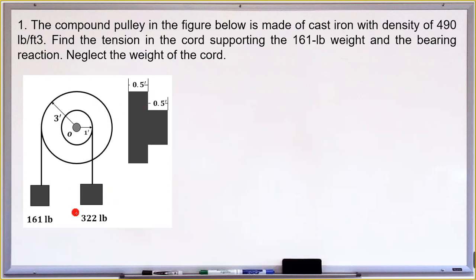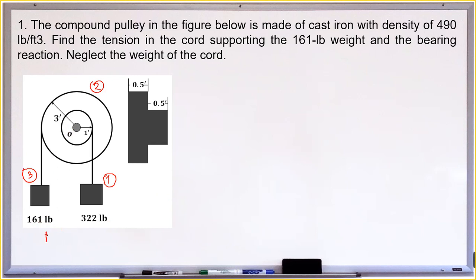Okay. Now, let's determine the objects that are involved. Let's consider the 322 pounds as our first object. Our second object is the compound pulley, and then the third object is our 161 pounds block.